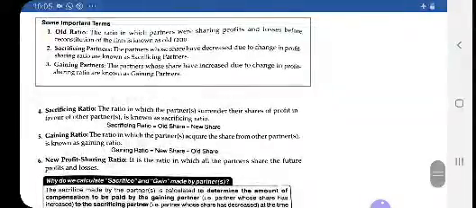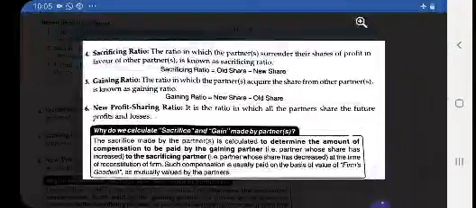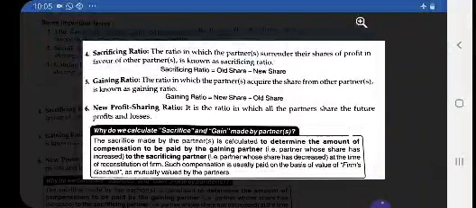Let us discuss a few more ratios. Sacrificing ratio: the ratio in which the partner or partners, maybe there are two sacrificing partners, surrender their share of profit in favor of other partner or partners is known as the sacrificing ratio. And what is the formula to calculate the sacrificing ratio? Old share minus new share. So a question may be asked: what is the formula to calculate sacrificing ratio? Four options are given. Which one is correct? That is old share minus new share.